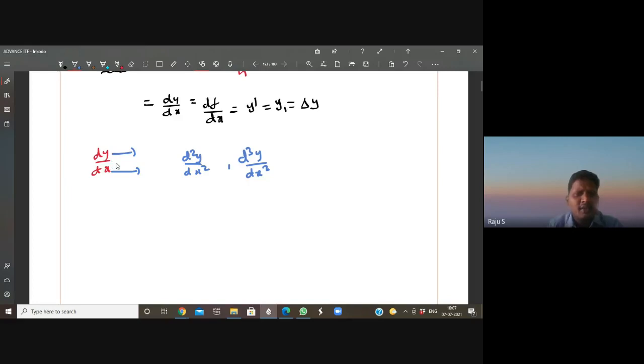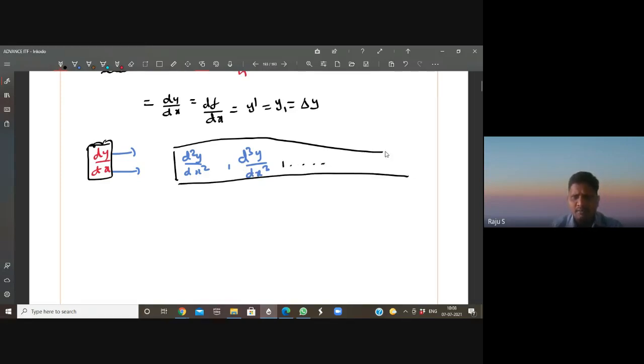So dy by dx alone is the first order derivative. How many times have we differentiated here? Only one time. This is called first order. The remaining, from second order till the final differentiation, is called higher order. More than one differentiation is called higher order derivatives.